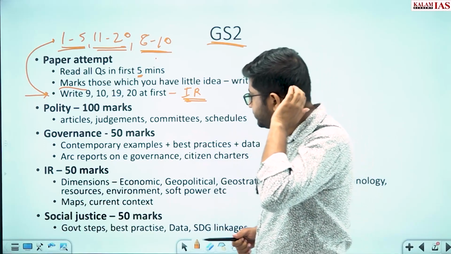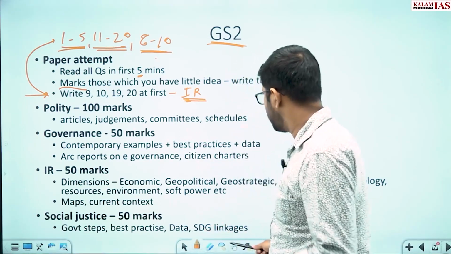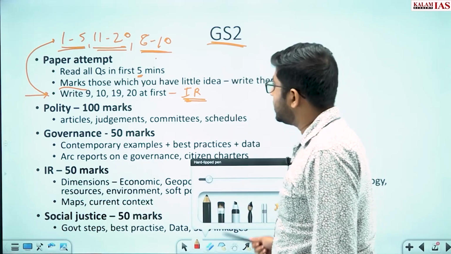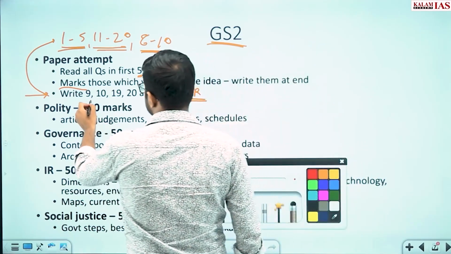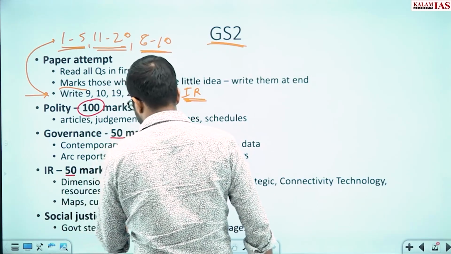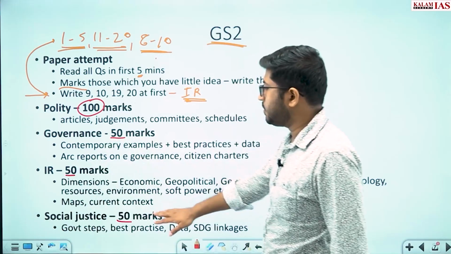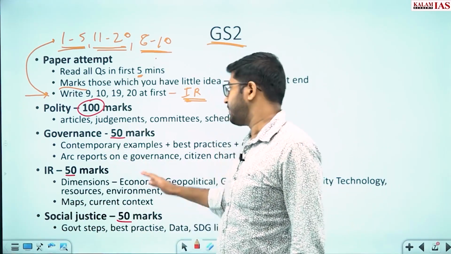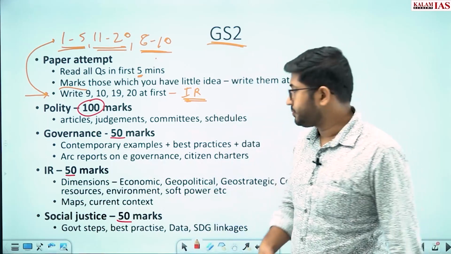Now coming to the topics part. So we have 4 topics here. Polity, 100 marks, which is the largest part, then governance, then IR, and then social justice. So almost rest part is fixed. Polity is 100, then governance, and all 3 topics are 50, 50, 50 marks.